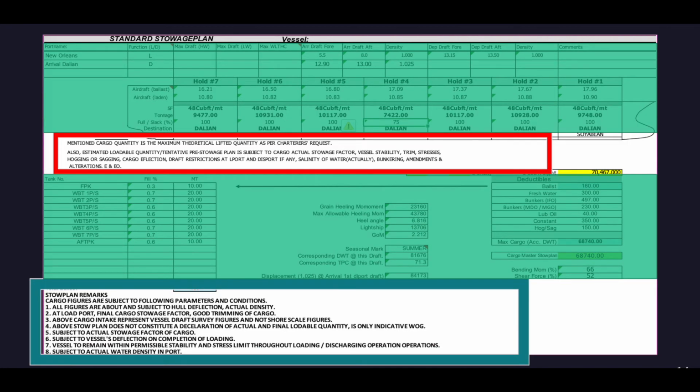Let's continue with these remarks on the stowage plan. Mentioned cargo quantity is the maximum theoretical lifted quantity as per charterer's request. Final loading quantity is always subject to cargo actual stowage factor, vessel stability, trim, stresses, sagging or hogging, cargo reflection, draft restrictions, actual water density, salinity in the load and discharging ports, bunkering, amendments and alterations. As I already mentioned, the stowage plan is pre-calculated according to the estimated figures that are given to the master of the vessel by the charterers.